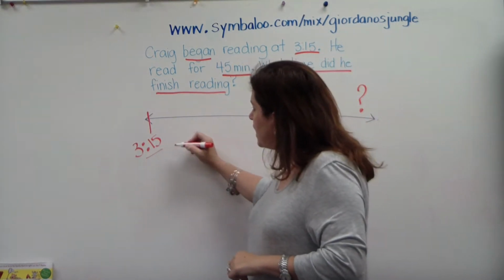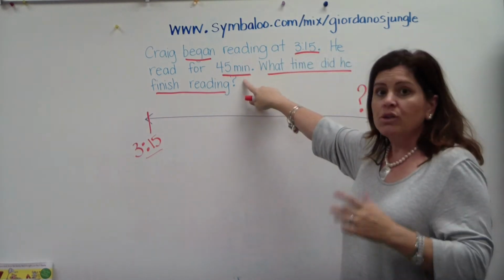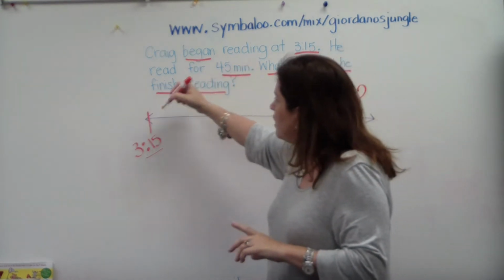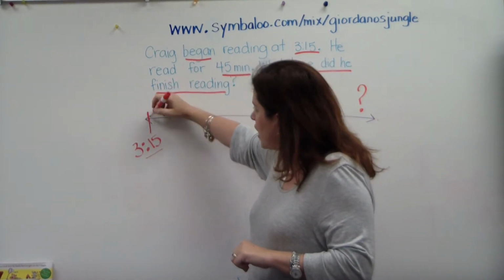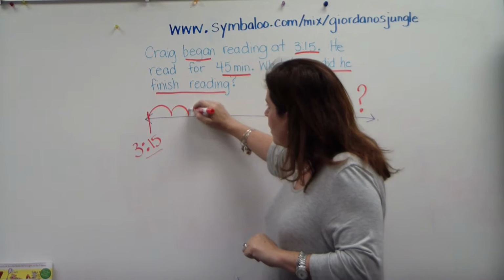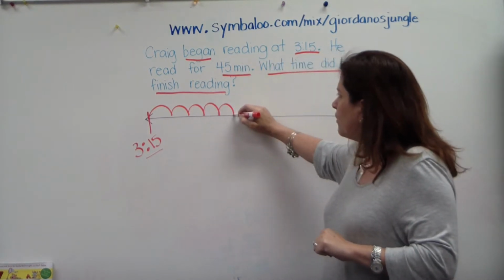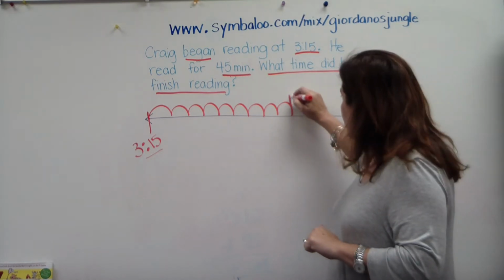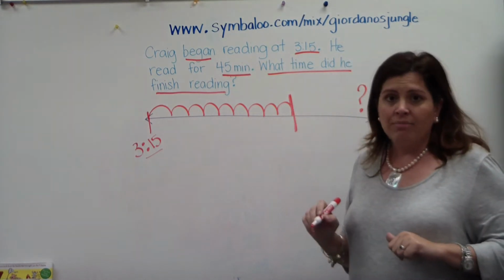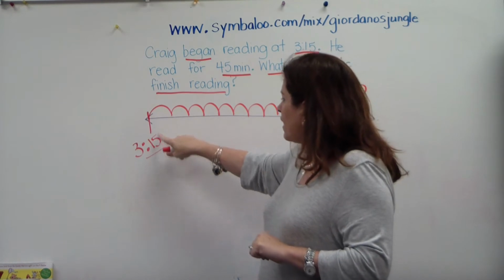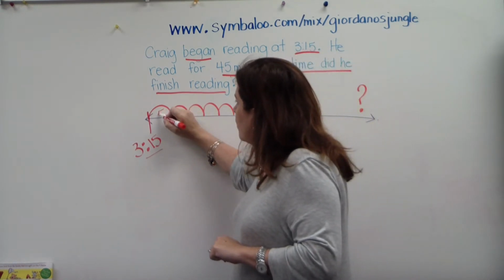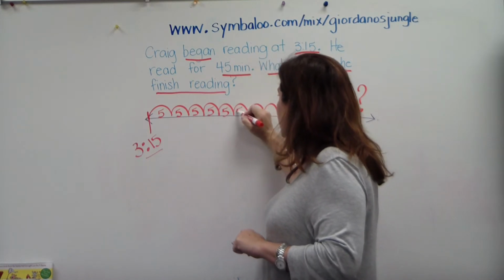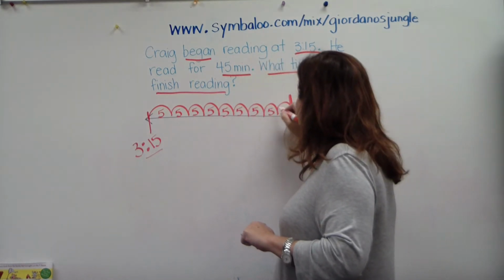So I have 3:15. I need to go up how many minutes? 45. So I'm going to count by 5s until I get to 45. This is my start time, and I'm going to jump 5, 10, 15, 20, 25, 30, 35, 40, 45. There is my new end time. Okay? Let's go back and look. 3:15. I know that each one of these jumps I just made is 5. But what are they on the clock?